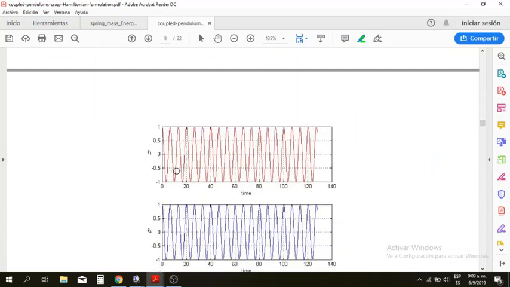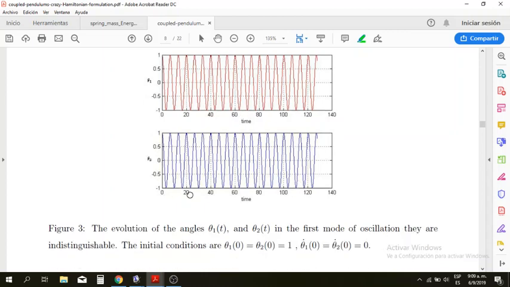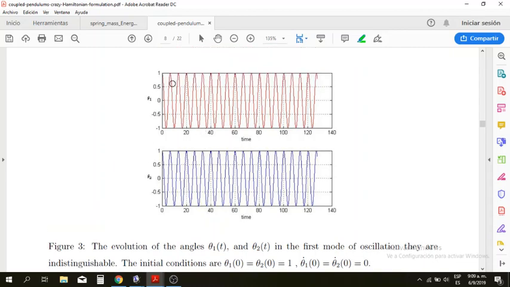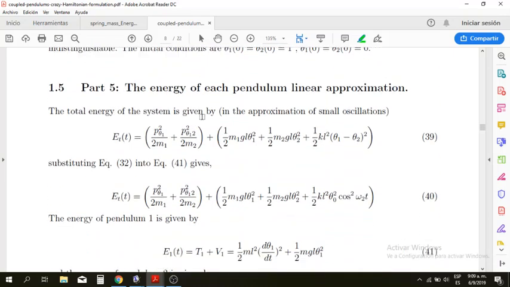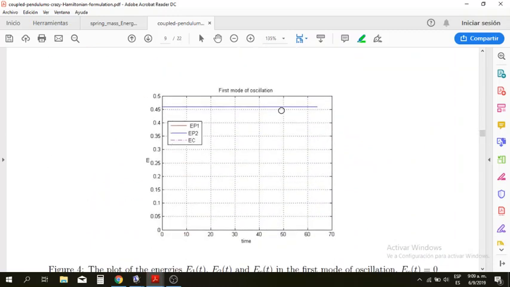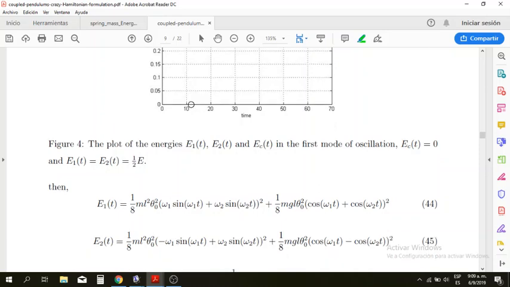This is the plot of theta 1 and theta 2 as a function of time in the first mode of oscillation. The initial conditions are theta 1 at time equals 0 equal to theta 2 at time equals 0 equal to 1, and the velocity of both pendulums at time equals 0 is 0. So they are in phase, and let me show you the energy. The energy of the pendulums will be equal, and the energy of the coupling will be 0. It's like there is no coupling between the pendulums.